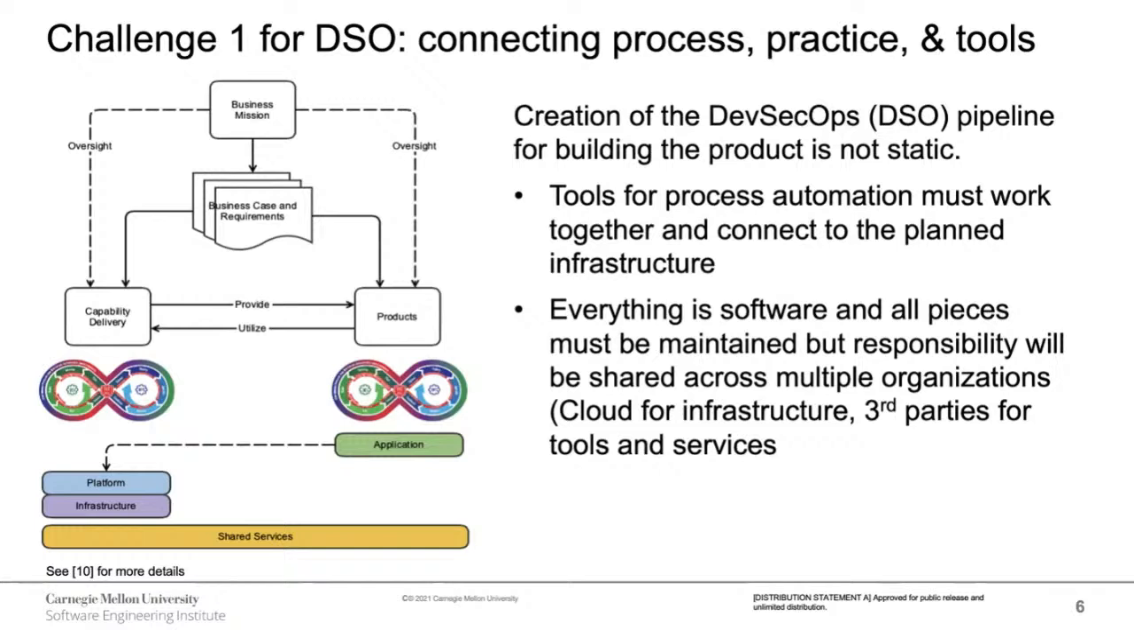So starting from business mission, I'm trying to word this in a way that is not necessarily DoD specific, but what is the goal of the program? What is being acquired or built? What is going to be delivered to the warfighter? Deriving business cases and requirements from that. But then it gets split out into two sides. Capability delivery on the left-hand side, products on the right-hand side. And if we look back at the infinity loop, the left side is typically development, the right side is operations.